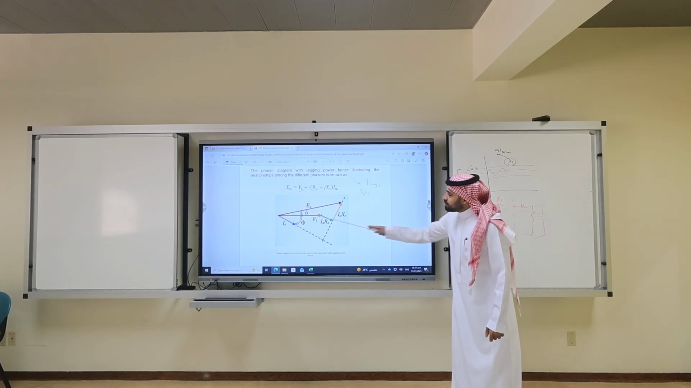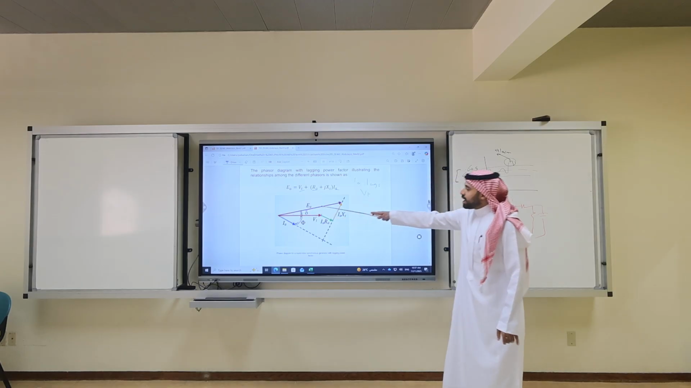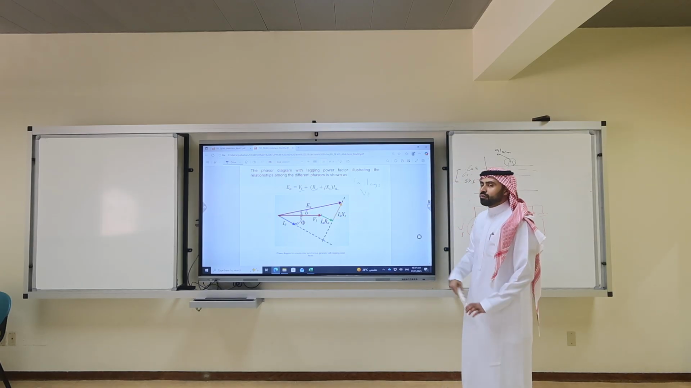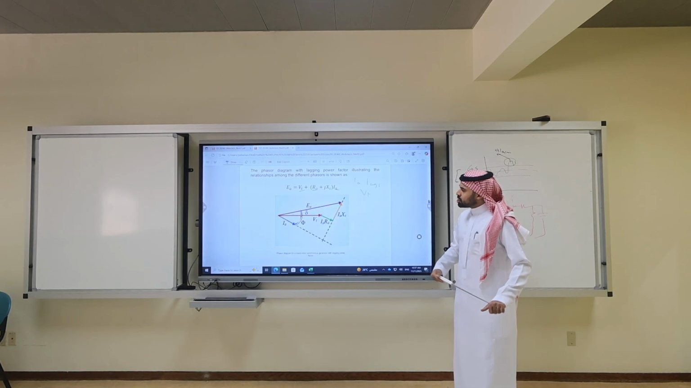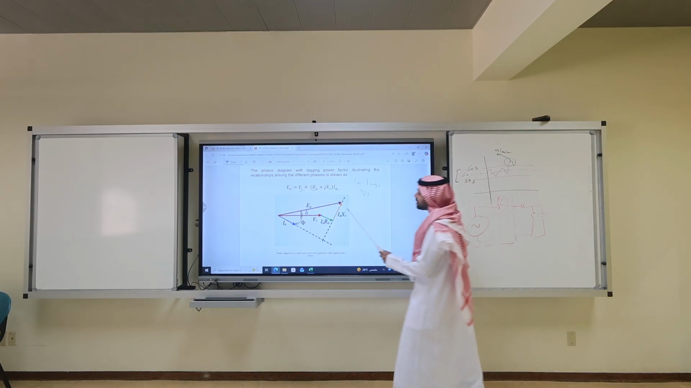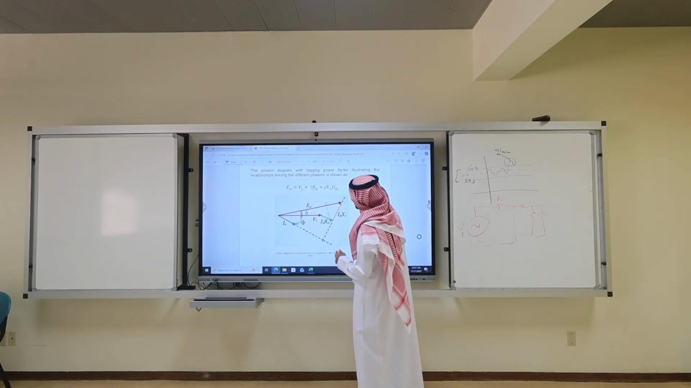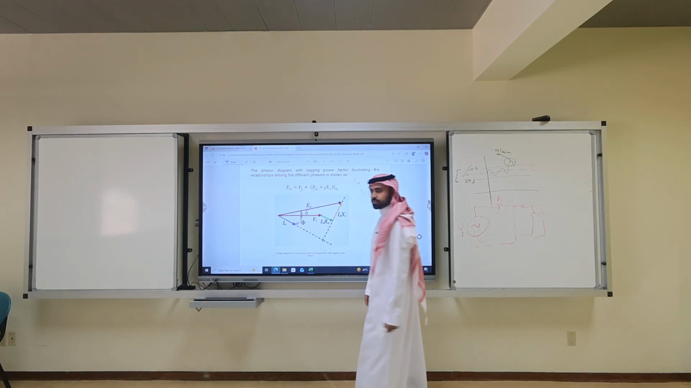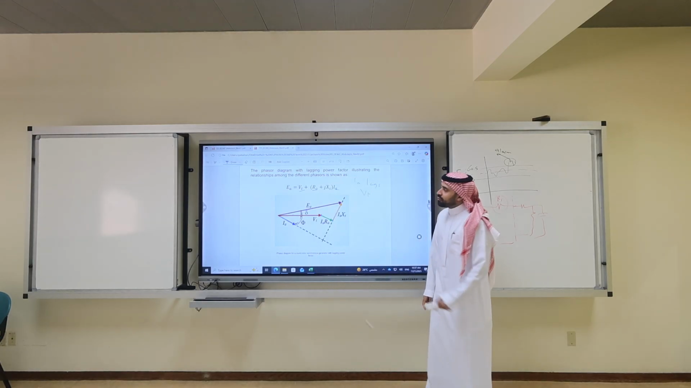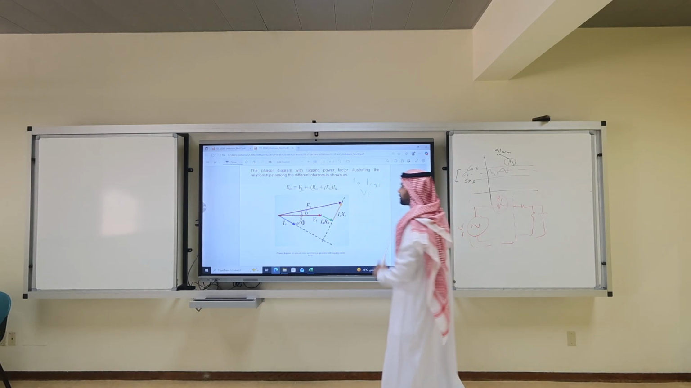So, if you add them, you should get the E sub A, which is the excitation voltage or the internal voltage. So what do you notice? You notice EA is larger in magnitude than Vt if I connect a lagging power factor.